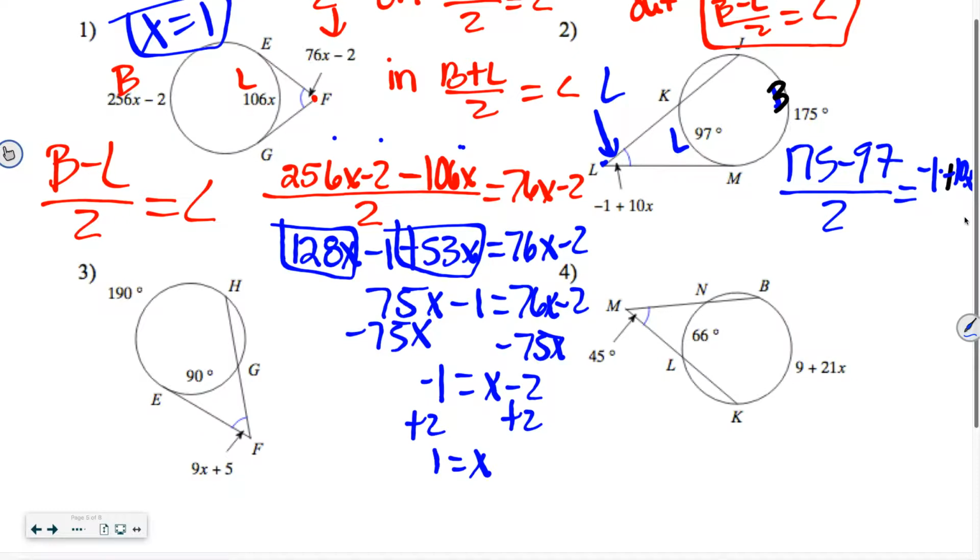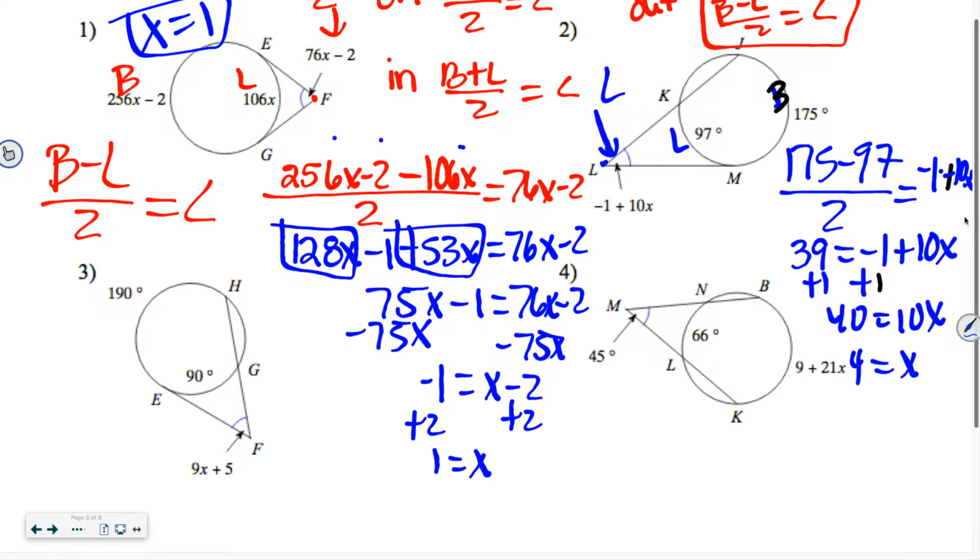Okay, so I'm going to go ahead and do this. 175 minus 97 is 78. 78 divided by 2 is 39. So I have 39 equals negative 1 plus 10x. I'm going to add 1 to both sides, and I get 40 equals 10x, and I can see that x equals 4. So for this problem, x equals 4.